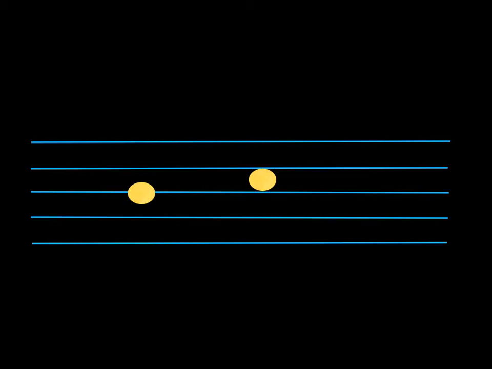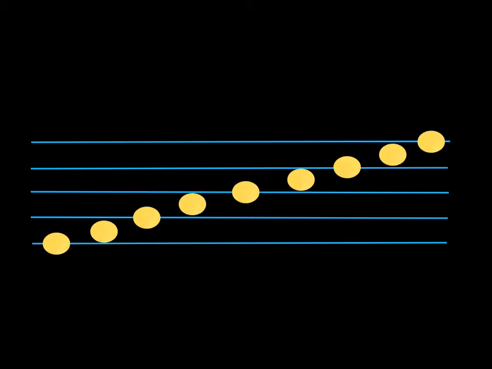It's always one or the other. They have to be one or the other. They can't be written on both. So notes are either on lines or spaces. The note on the left is clearly on the line, and the note on the right is clearly on the space.